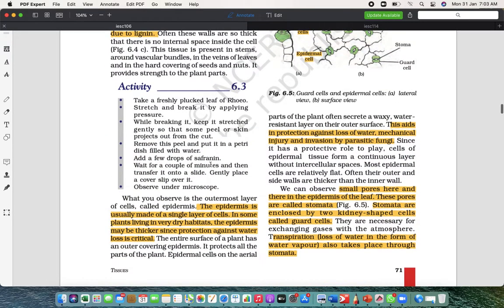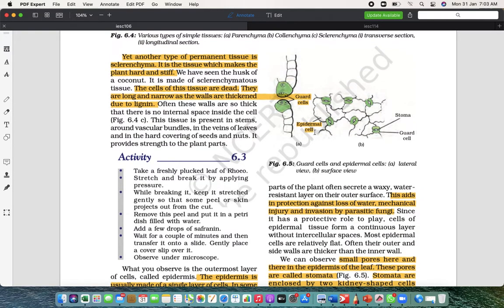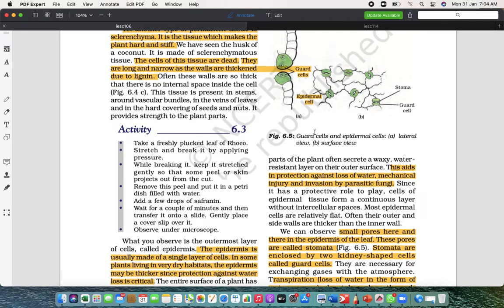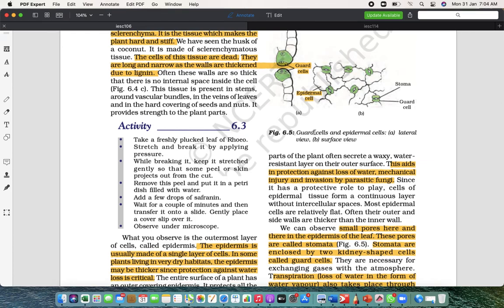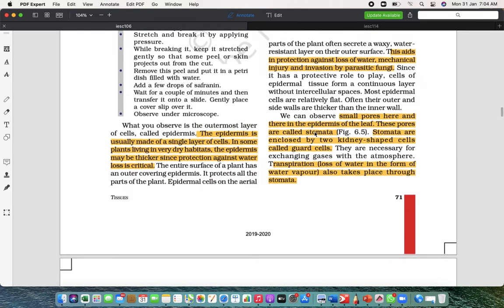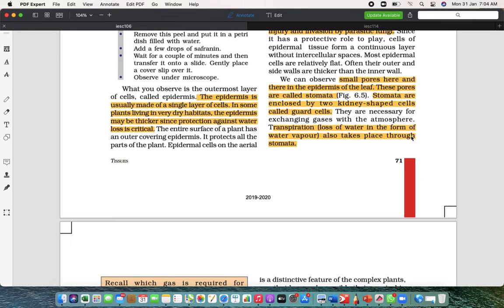Yeah, the epidermis. Now, if you see, they are talking about the same. The epidermis is usually made of a single layer. Some plants have a very dry habitat, so depending upon where they grow, it has different things in it. Now you know guard cells. What do they do? They help in protection against loss of water. They open and close. Small pores, stomata, kidney-shaped, are surrounded by guard cells. Transpiration is a process that helps in loss of water.